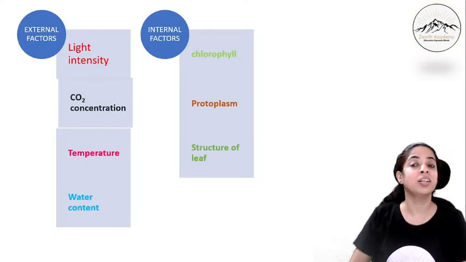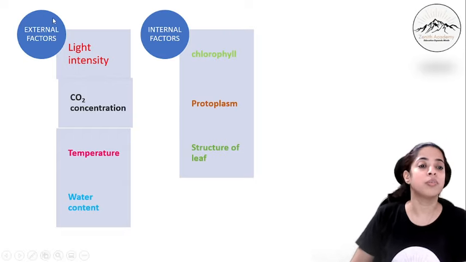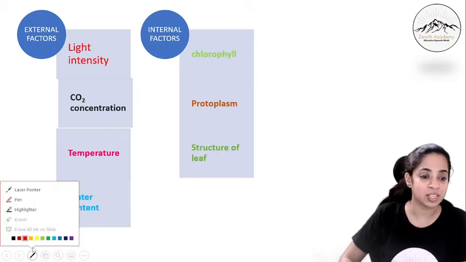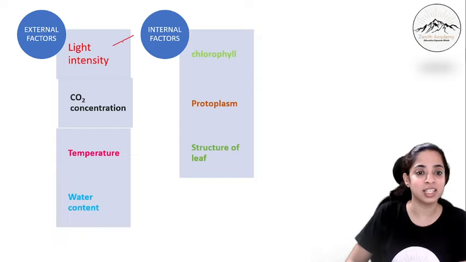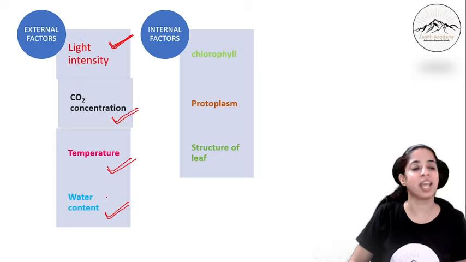So now what are the different factors which affect the rate of photosynthesis? There are certain external factors as well as certain internal factors. So first I have listed them here. Light intensity is the external factor. It doesn't depend on the plant, right? Then we will talk about carbon dioxide concentration, temperature and water content. All these are external factors.